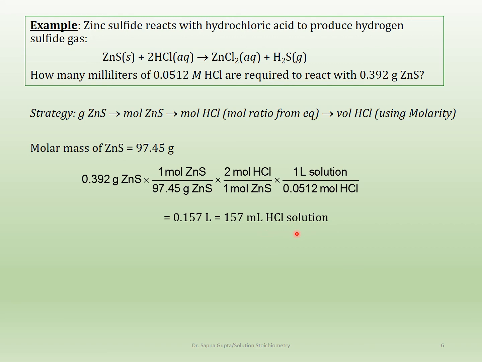So what does this mean now for us? It means that to completely react 0.392 grams of zinc sulfide, you need 157 milliliters of 0.0512 molar HCl. In mass stoichiometry in chapter 3, we were trying to do the same thing but with grams. Now we're working with molarity. So you have to work with volume and then the molarities here.